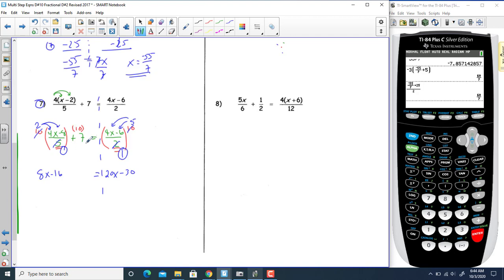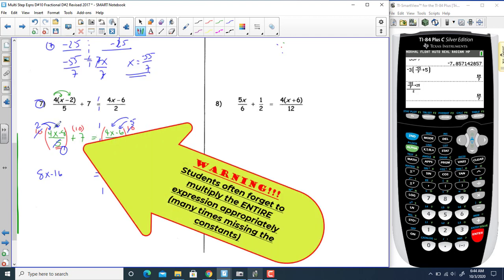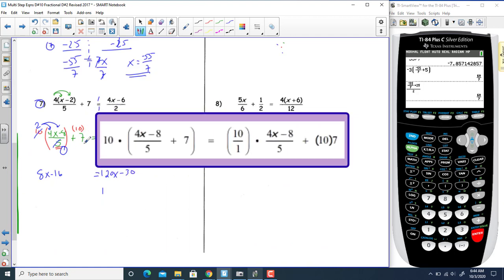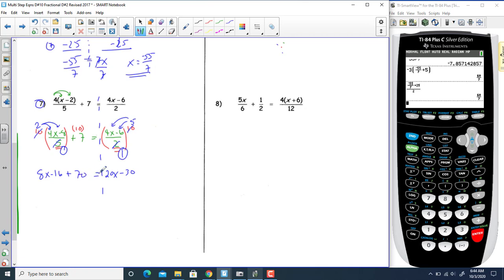And the most common error students make is they forget that when they're taking 10 times the value of the expression on the left, they must also take 10 times 7. That's often left out. Students often just write 7 here, but you must have 70.